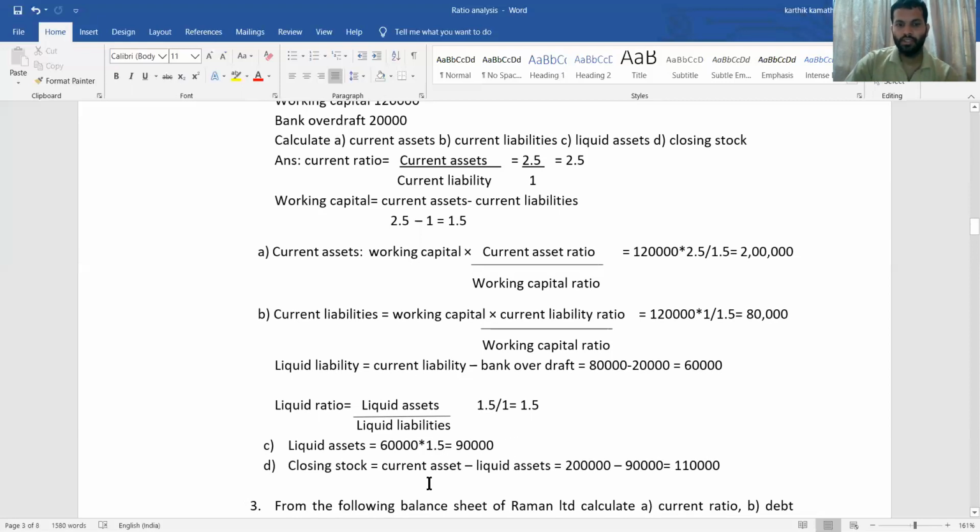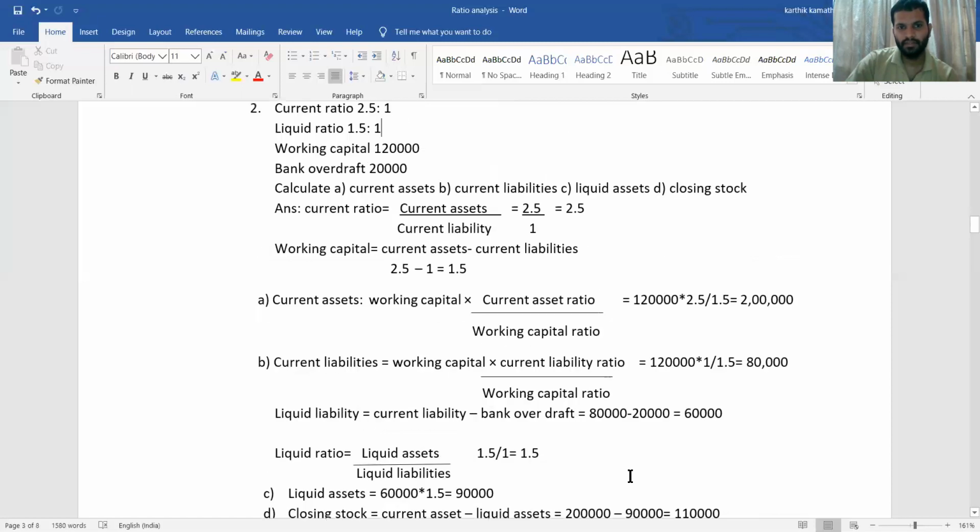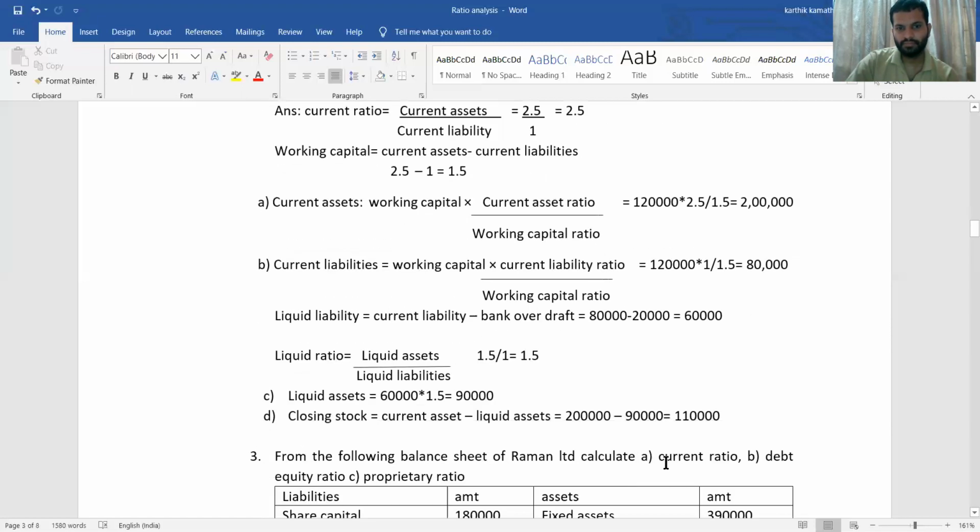Then closing stock. Closing stock is nothing but current asset minus liquid asset. So current asset information here, 2 lakh, that is the first answer, minus liquid asset. Liquid asset also we have got, that is 90,000. So 2 lakh minus 90,000, you will get 1,10,000 as a closing stock.